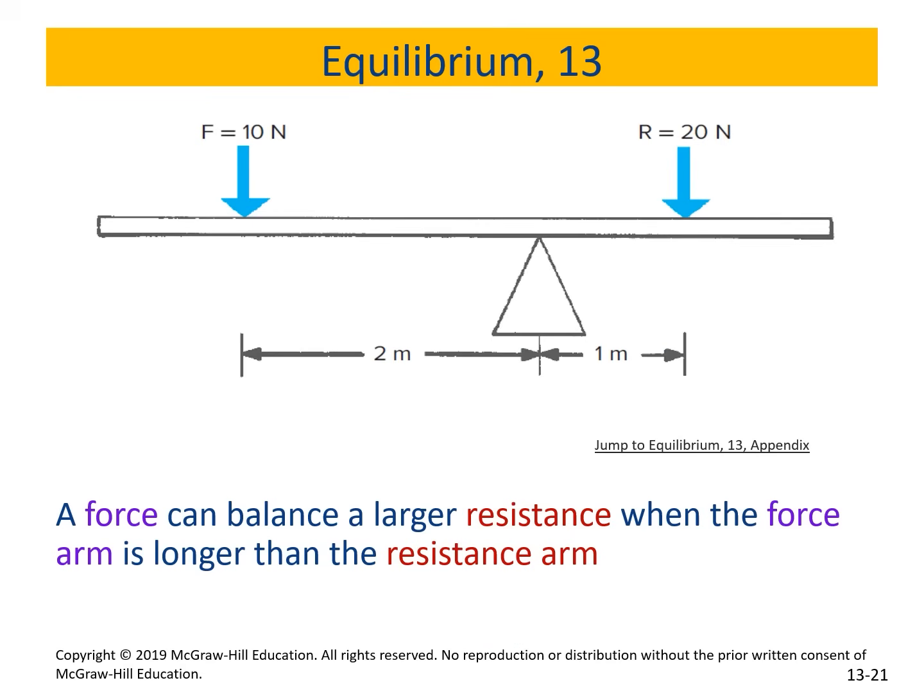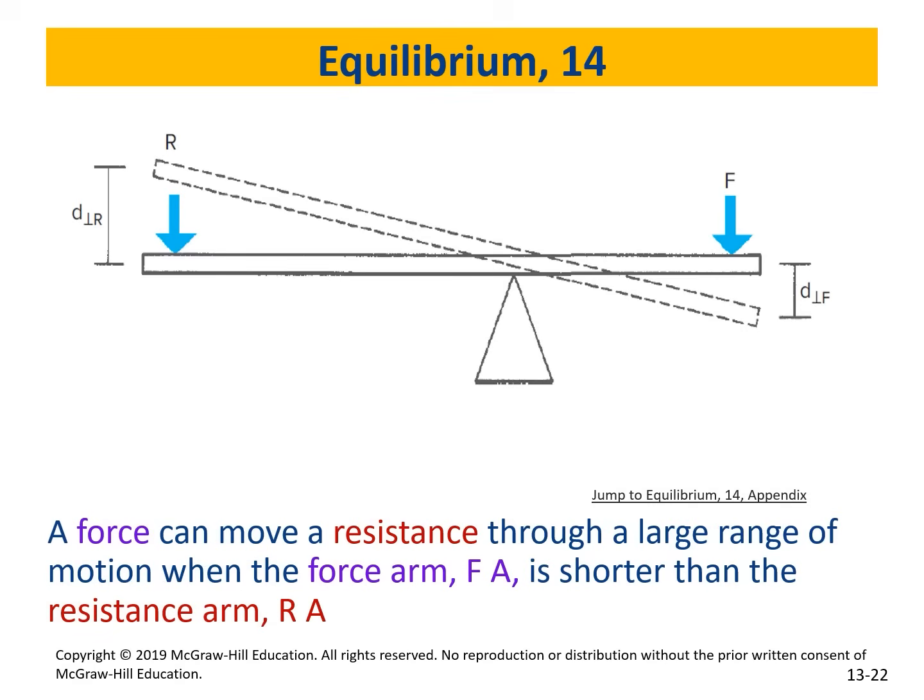Now you look at this here. Do you think this is at equilibrium? If you look, 10 multiplied by 2 is 20, and 20 multiplied by 1 is 20, so that's at equilibrium, even though you are pushing with a smaller force. So the larger this arm, the larger the mechanical advantage you are getting in levers. A force can balance a larger resistance when the force arm is longer than the resistance arm.